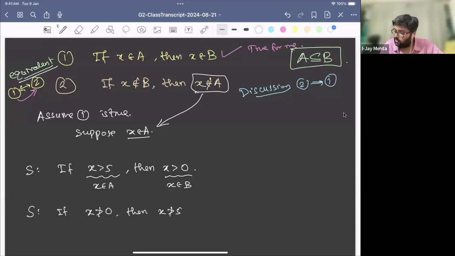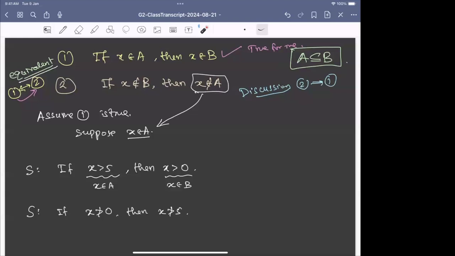If x is not greater than 0, so B is not true. X is in B is not true. That means x is not greater than 0, then this is also not there. X is not greater than 5. Yes, sir. Very good. Thank you.